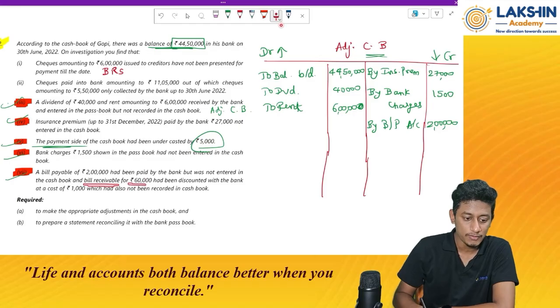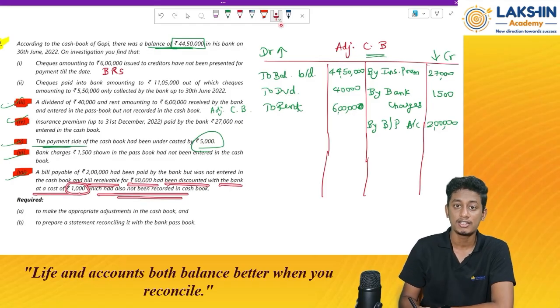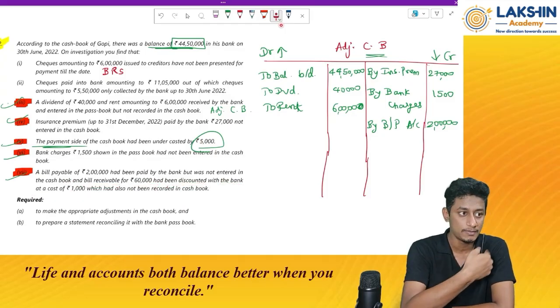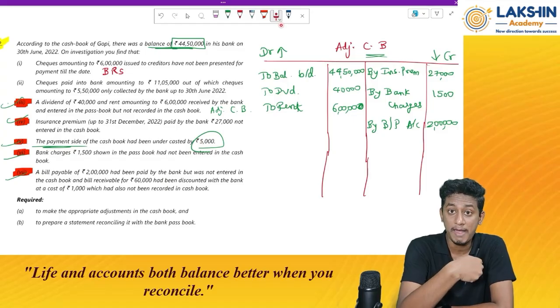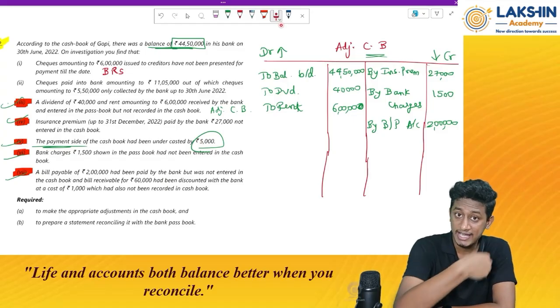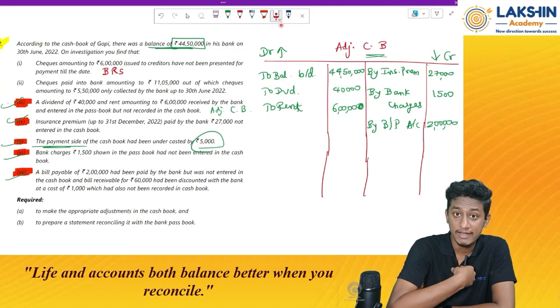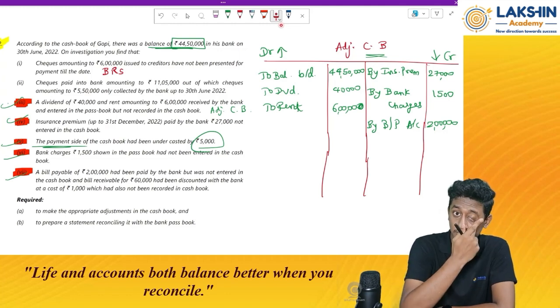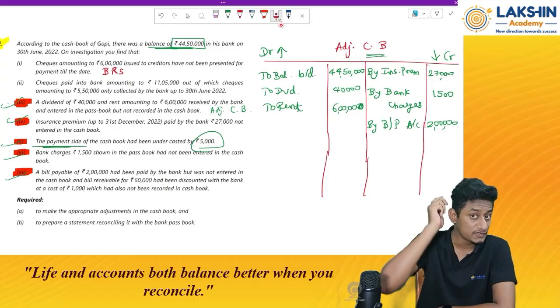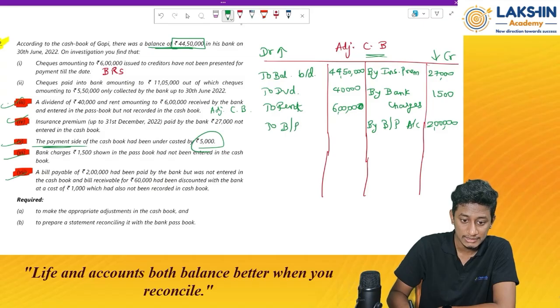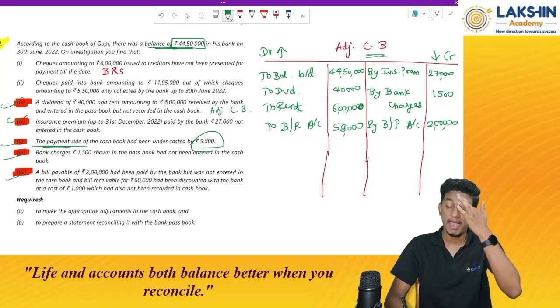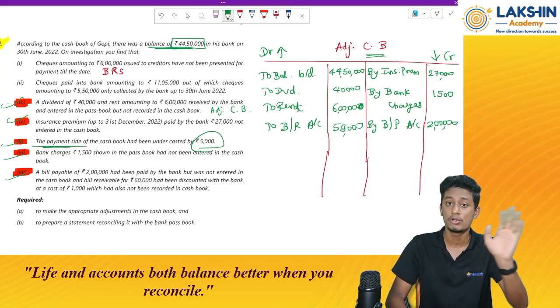Here bills receivable of rupees 60,000 has been discounted with the bank at a cost of rupees 1,000, which has not been recorded in the cash book. So what has happened? I have given a bill receivable to the bank and discounted it with the bank for a discount of how much? 1,000 rupees. So how much will the bank pay me? Rupees 59,000. So the bank has paid me, but have I entered it in the cash book? I have received some money, right? So the bank has paid me some money into the bank account. So because of this, the bank balance will increase or decrease? It will increase. So pass the entry now. To bills receivable account, rupees how much? 59,000 only, because the bank will keep 1,000 rupees as its own margin and pay me only rupees 59,000.